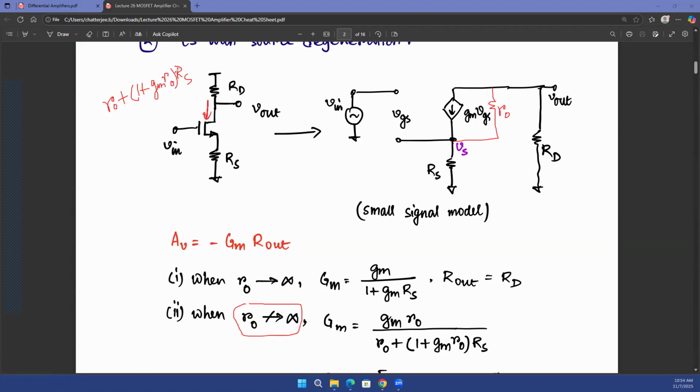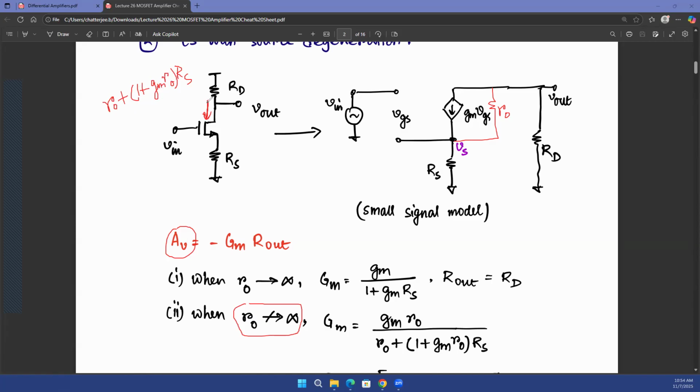And 1 plus gm RO is almost equal to gm RO because gm RO is the intrinsic gain of the transistor. The transistor itself has a gm. The transistor itself has an RO. So gm times RO is basically the voltage gain of the transistor, and that's called the intrinsic gain. And that is usually high, because if the transistor's intrinsic gain is not high, you can never get gain out of the system. So 1 plus gm RO is almost equal to gm RO.